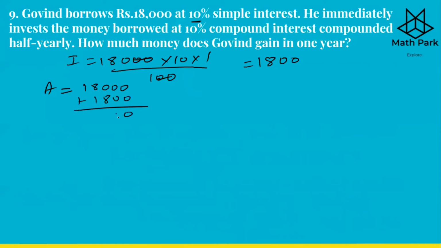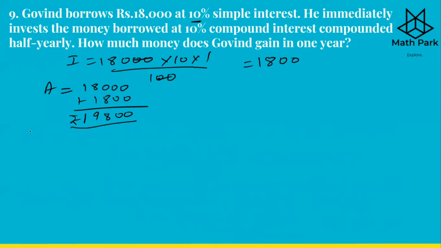That is, he has to return 19,800. This is the money he has to return. Okay. Now he has done the smart job. He borrowed from someone at simple interest and he immediately invests the money borrowed at 10% compound interest compounded half yearly.